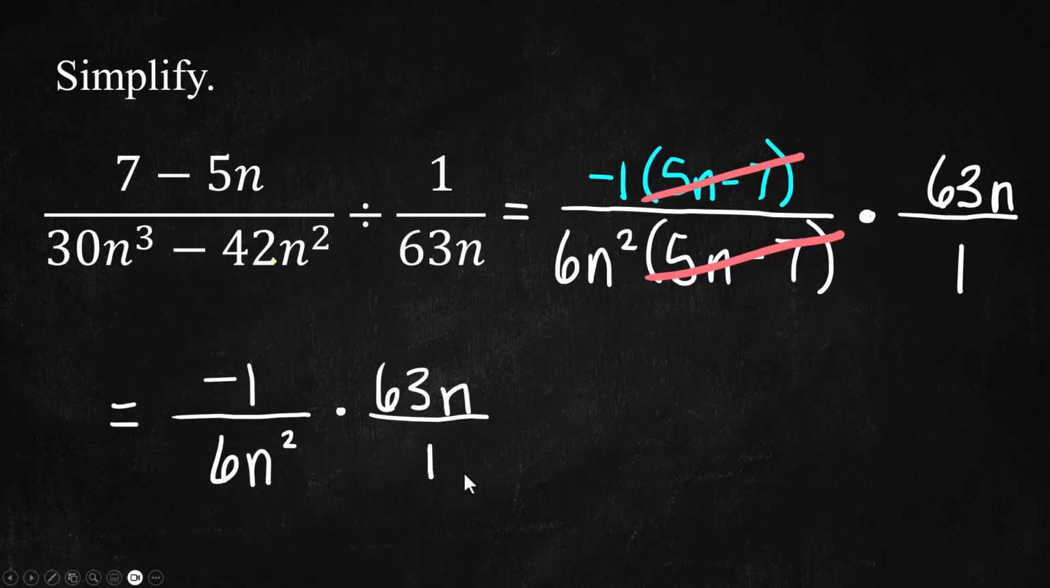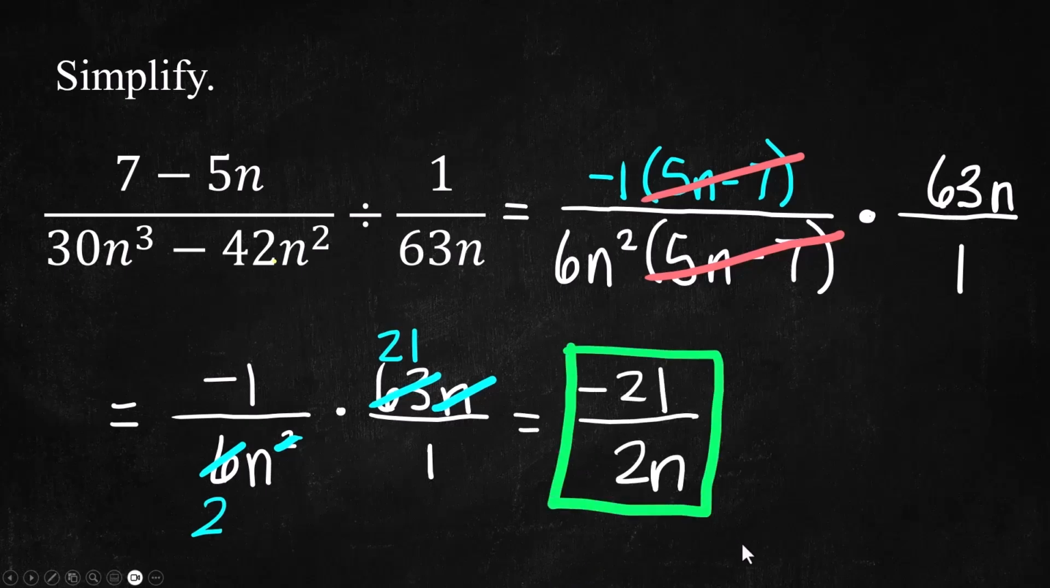I can still do some canceling here. That n cancels with an n here that's just represented by n squared. Now what goes into 6 and 63? 6 doesn't go into 63, but 3 does. 3 goes into 6 2 times, and 3 goes into 63 21 times. Multiply straight across. -21 over 2n, put a box on it.